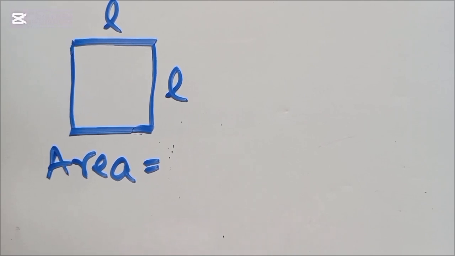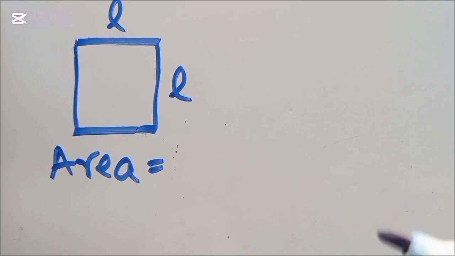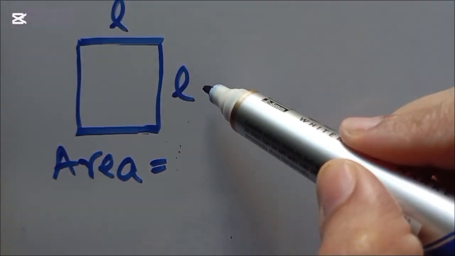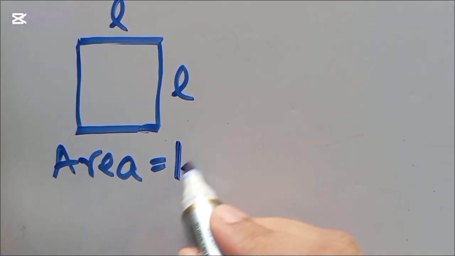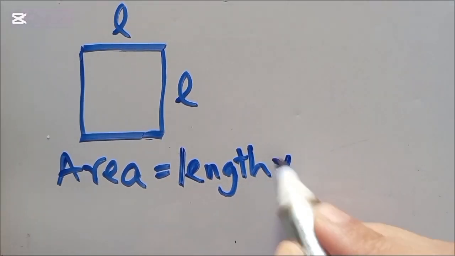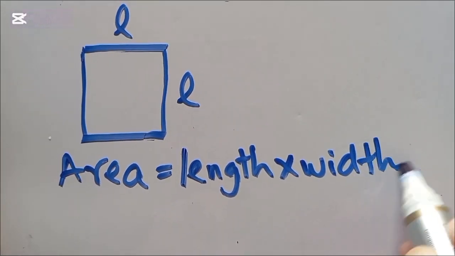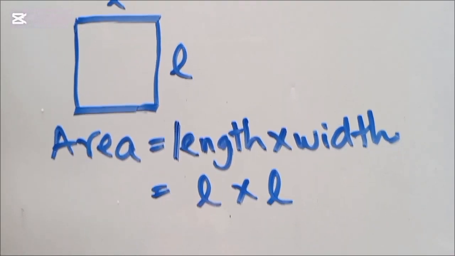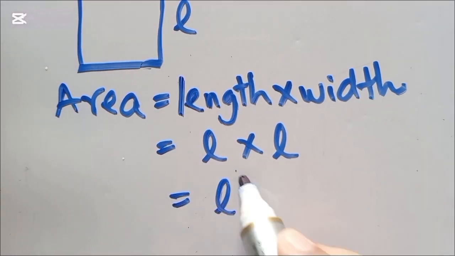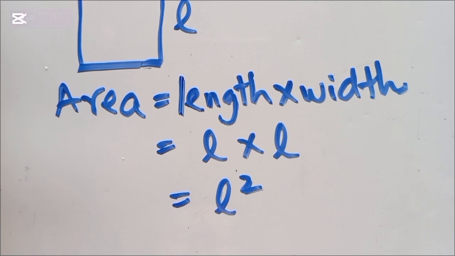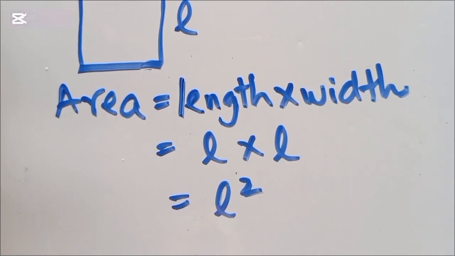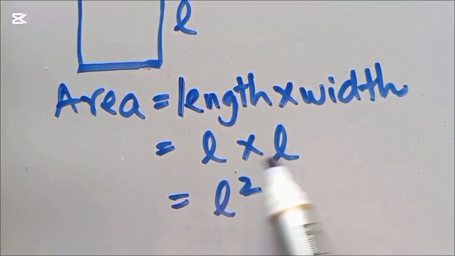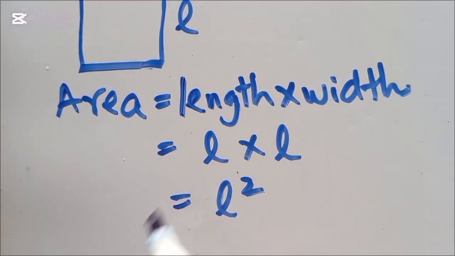As I told you, if all the lengths are the same, then we can use the same symbol. So for length I have used L, for the width I have used L, and the formula of area is length into width. Here length is L, the width is also L because it is of the same length. So the formula will be L square. Area of the square is L square, basically the square of a side. 2 sides are multiplied and we will get the area of a square.